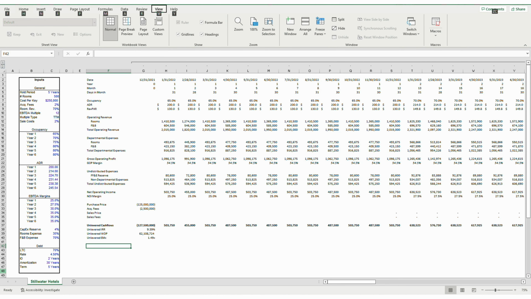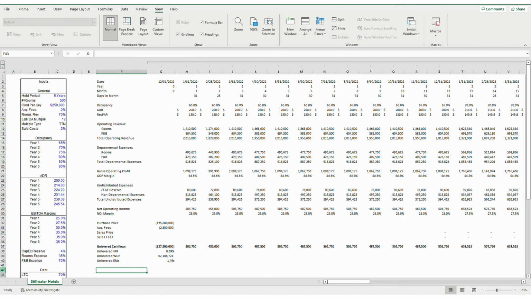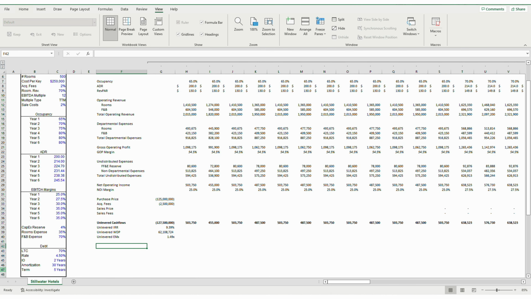Continuing where we left off, I'm going to be building out the loan proceeds, interest only and amortizing debt service, and our balloon payment. Starting with the loan proceeds, I take the total cost acquisition and multiply it by our loan to cost, which is 70%. Debt service is a lot trickier.